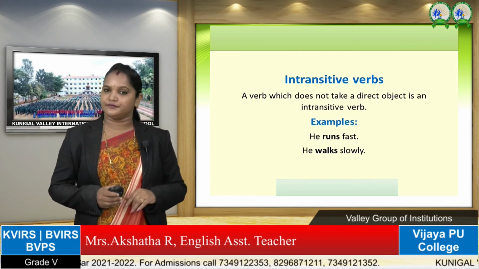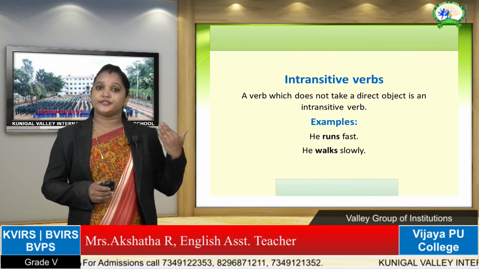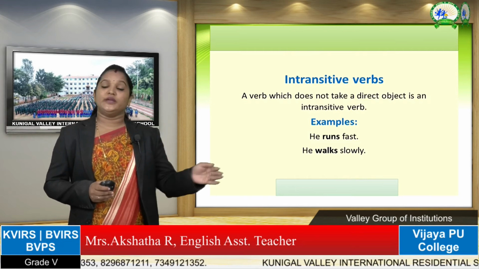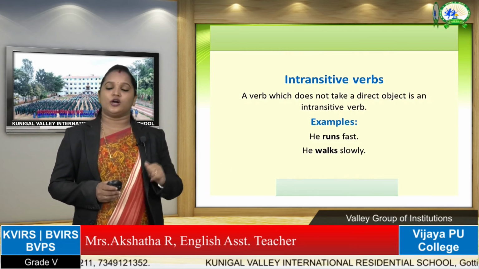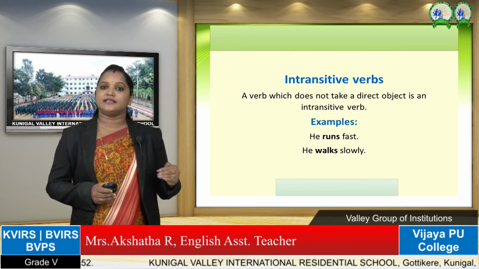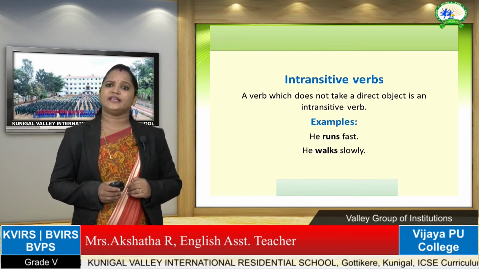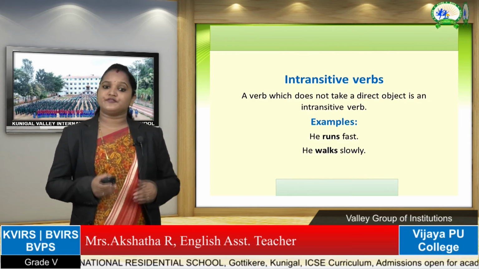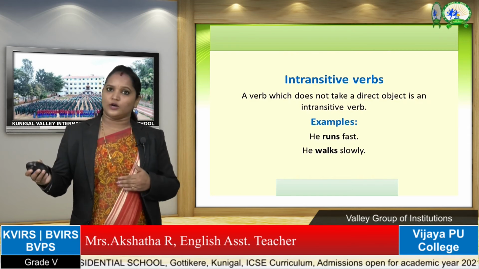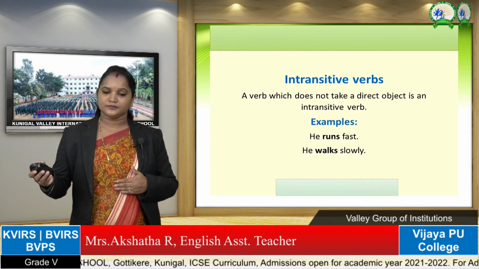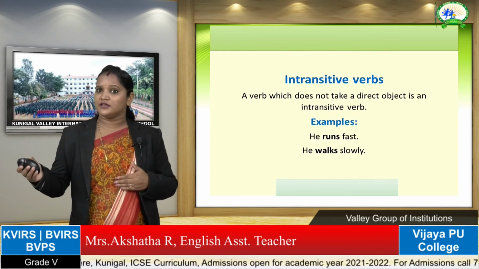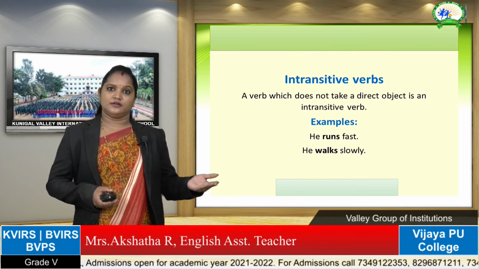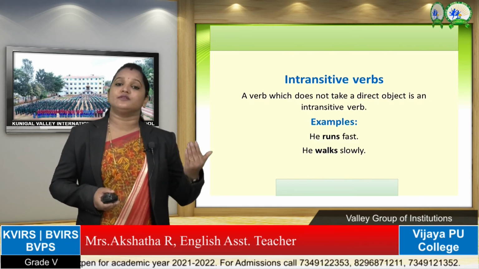Next is intransitive verb. What is that? Just opposite to the transitive verb. A verb which does not take a direct object is an intransitive verb. For example, he runs fast. He walks slowly. After runs and walks, there is no other object who receives the action. There is no other person who receives the action. That is called intransitive verbs.